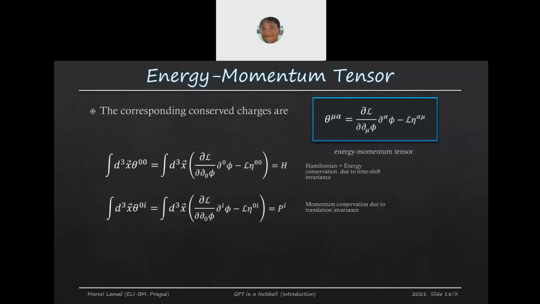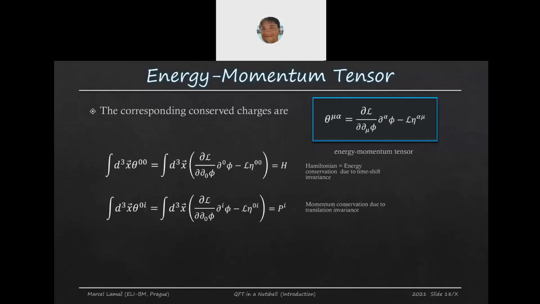This holds in theories, or for Lagrangians, that don't explicitly depend on the space-time position. That's the word I've been searching for: explicitly. So we see that we have energy conservation due to time shift invariance.